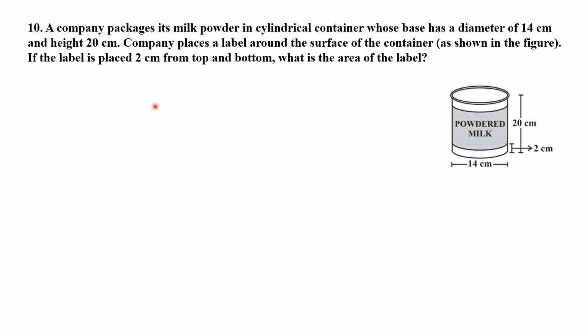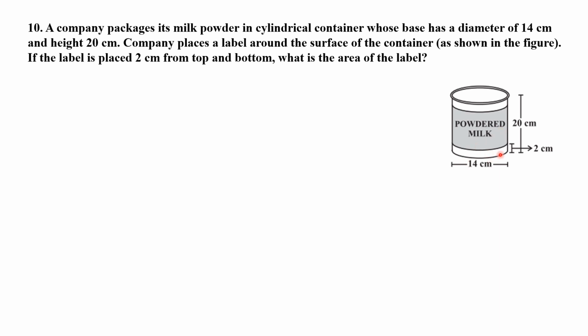Question number 10. A company packages its milk powder in a cylindrical container whose base has a diameter of 14 centimeter, which is here. Height is 20 centimeter. The company places a label around the surface of the container, which is shown in the figure. If the label is placed 2 centimeter from top and bottom, what is the area of the label? Isn't it? So to find the area of the label, you have to find the lateral surface area of this label. And to find the lateral surface area, you should have a radius, you should have height.